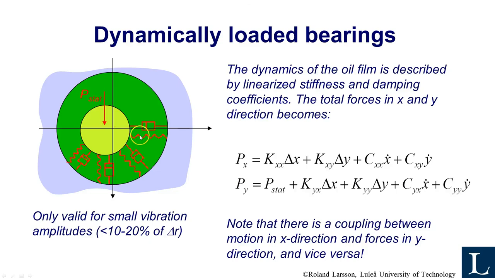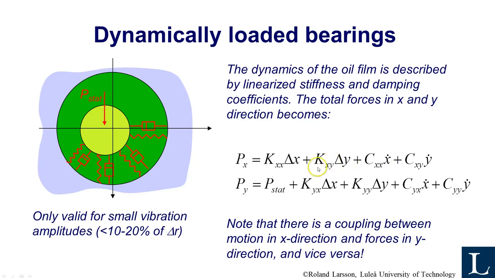And when you do that, you realize that the film must be described by a number of springs and a number of dampers like this. And actually, there is a spring in the x direction, of course. So if you move the journal in the x direction, you get some stiffness response. But when you move it in the y direction, you not only get a response in the y direction, you also get the response in the x direction.